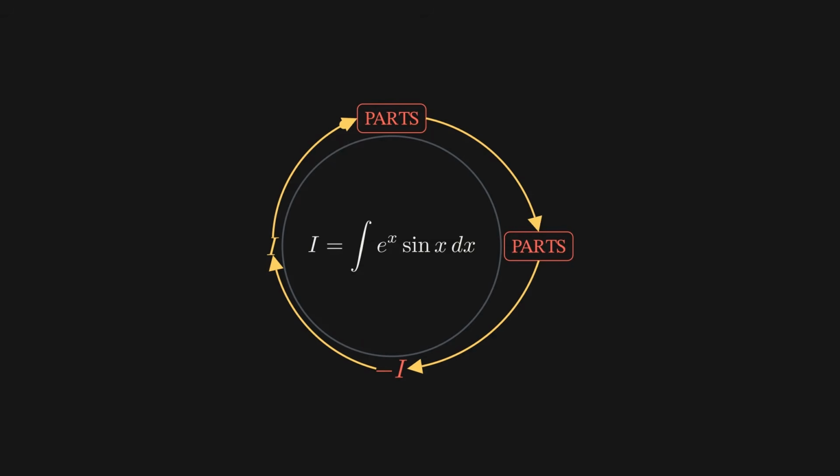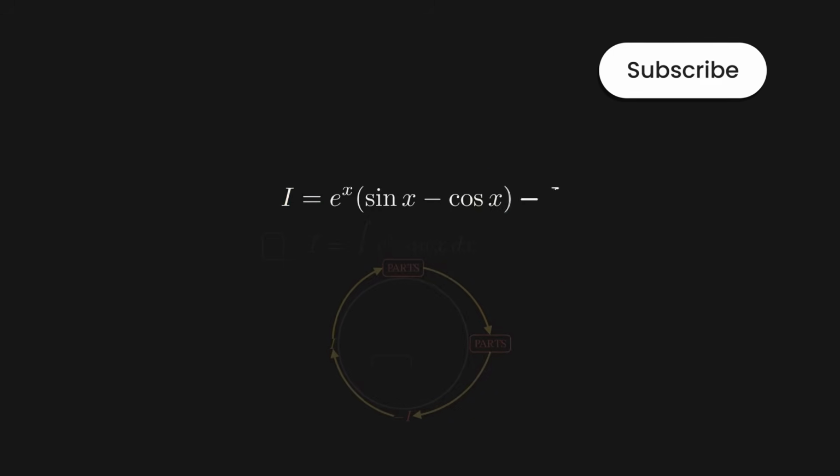But here's a question. What happens when a single integral needs 2 of these moves at once, and one of them creates an infinite loop that somehow solves itself?